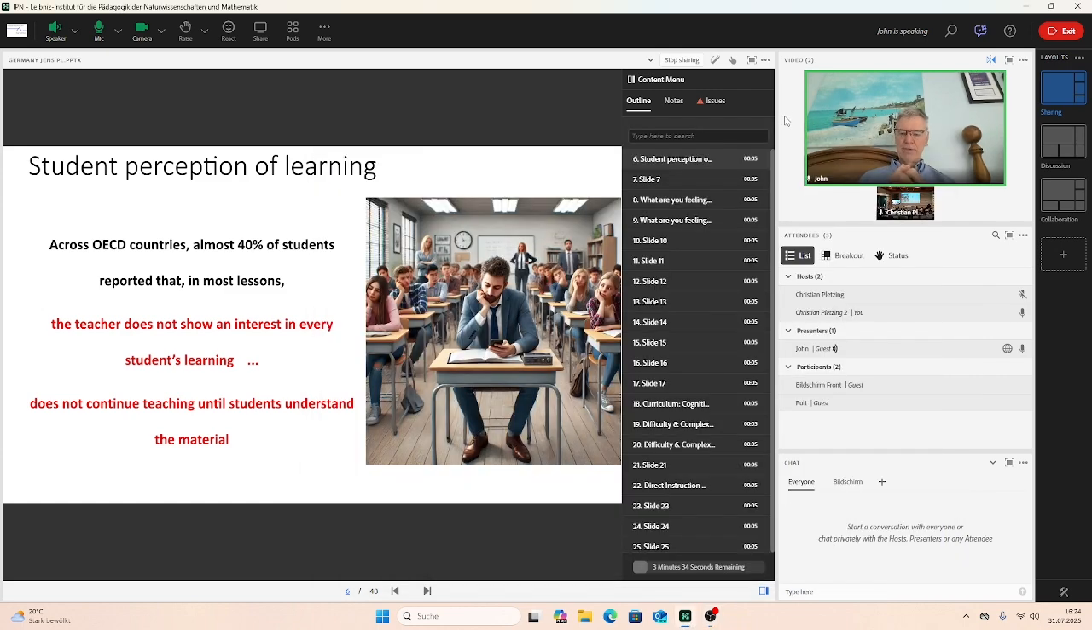Ouch. 40% showed teacher doesn't continue teaching me until students understand the material. And on that, there was a very recent study, which is really, I think, one of the best I've seen in a long time. All of us, no matter our prior ability, needs 5 to 7 opportunities to learn something before we get it. Most students get 1. So how do we give multiple opportunities?